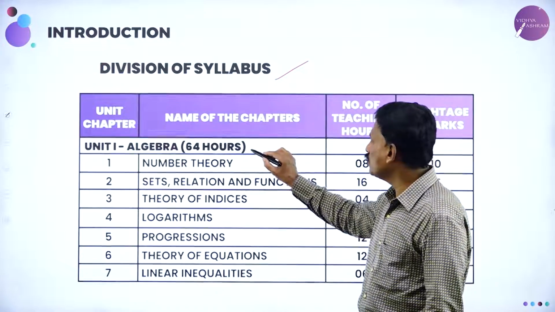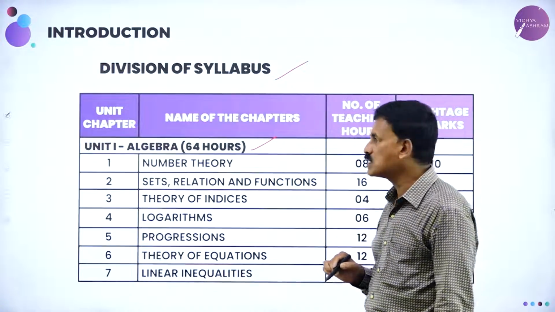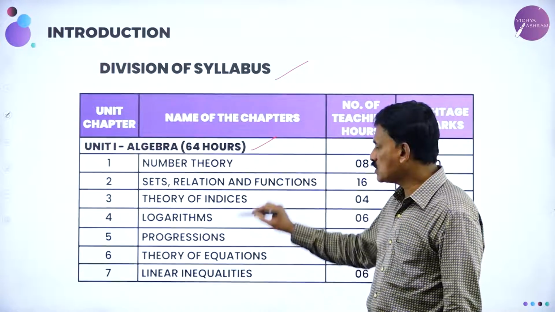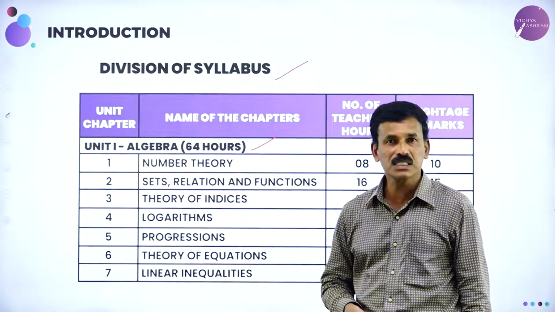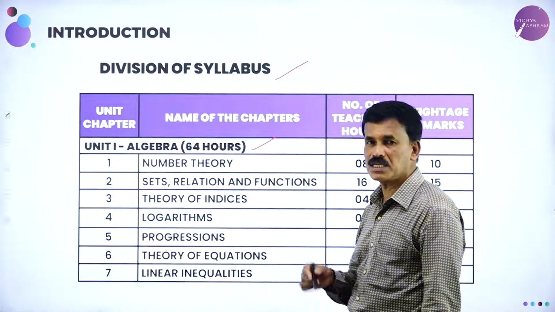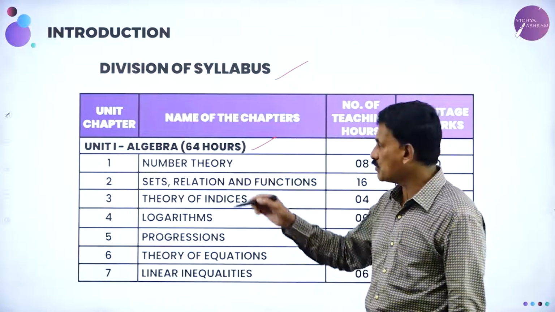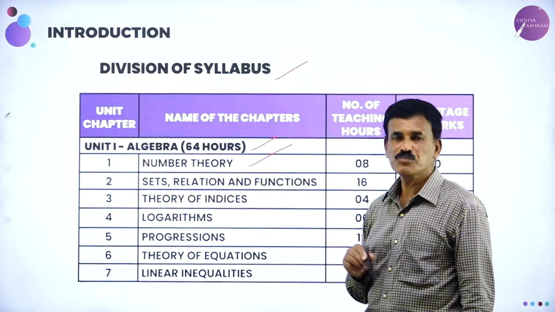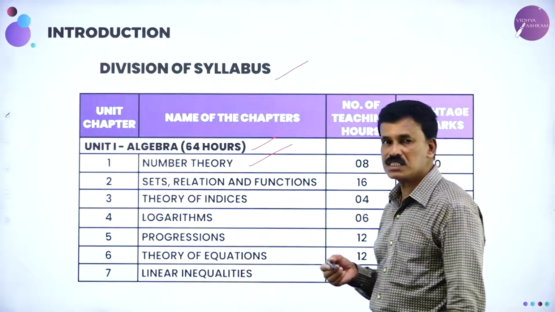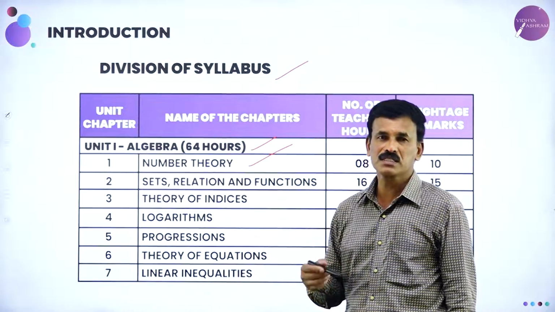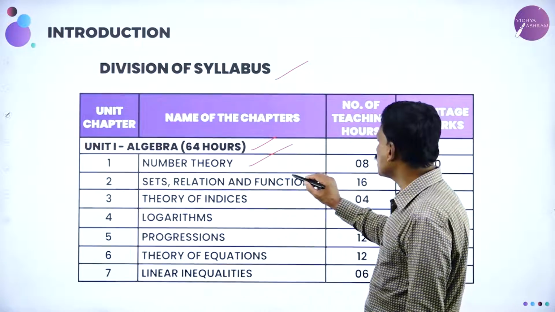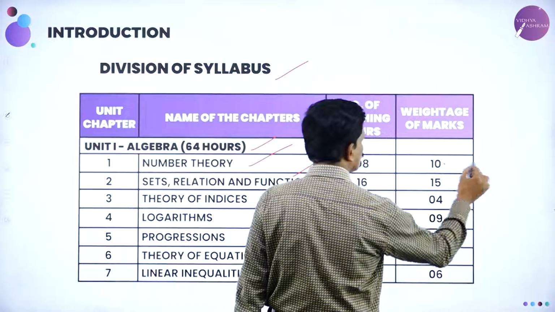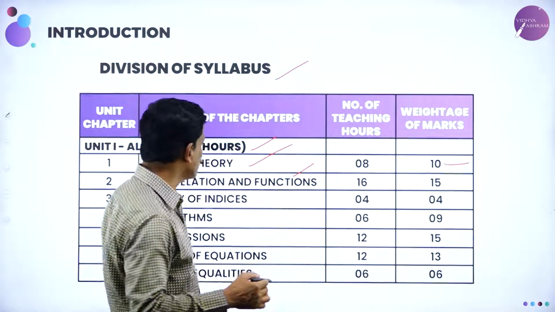In algebra we are going to take 64 hours, and here there are 7 chapters. These chapters you might have studied in your previous classes like 8th, 9th and 10th standard. The revision of all those things we are going to study in this algebra part. The first one is number theory. Here you are going to find the HCF, LCM, the greatest common factor and some complex numbers. For number theory the number of teaching hours is 8 and the total mark weightage is 10 marks.